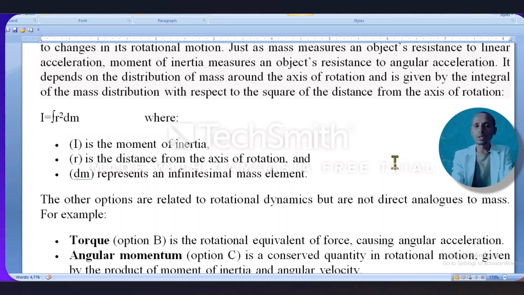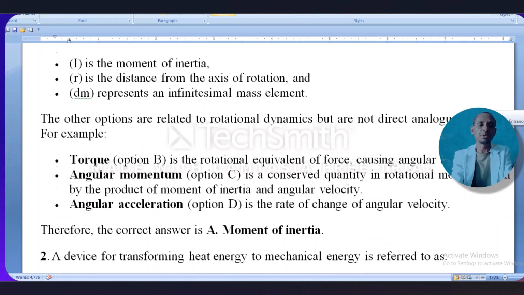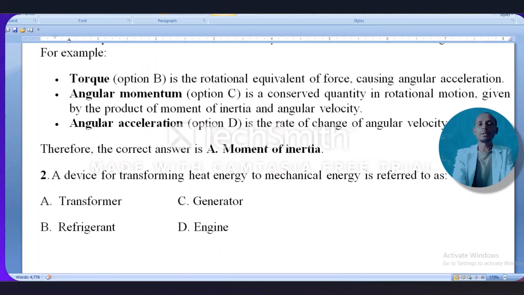For example, choice B, torque, is the rotational equivalent of force causing angular acceleration. Choice C, angular momentum, is a conserved quantity in rotational motion given by the product of moment of inertia and angular velocity. Choice D, angular acceleration, is the rate of change of angular velocity. So, according to the given, our solution is A. A says moment of inertia.